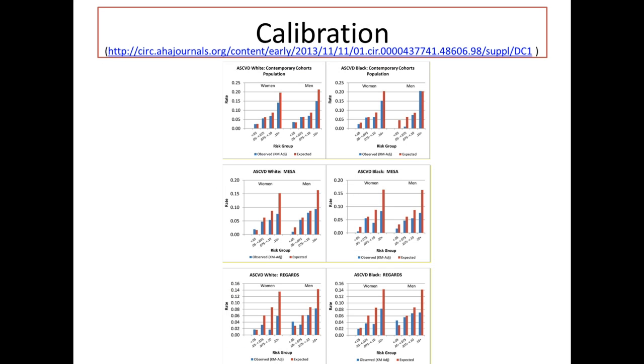And when they look at calibration, in this particular case, it's a variety of those cohorts, again, the MESA, REGARDS, and some contemporary cohorts. The blue is what absolutely happened to these people. It's the observed event rates. And the red is expected. And you can see in almost all cases the expected risk or expected event rates in these people in these different cohorts were much higher than what was observed. So the tool overestimated risk in these patients by a significant amount, as you can see.